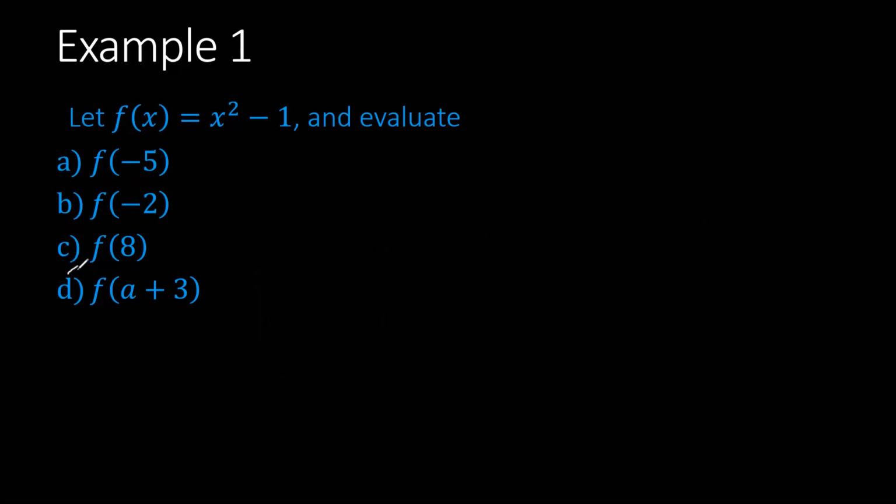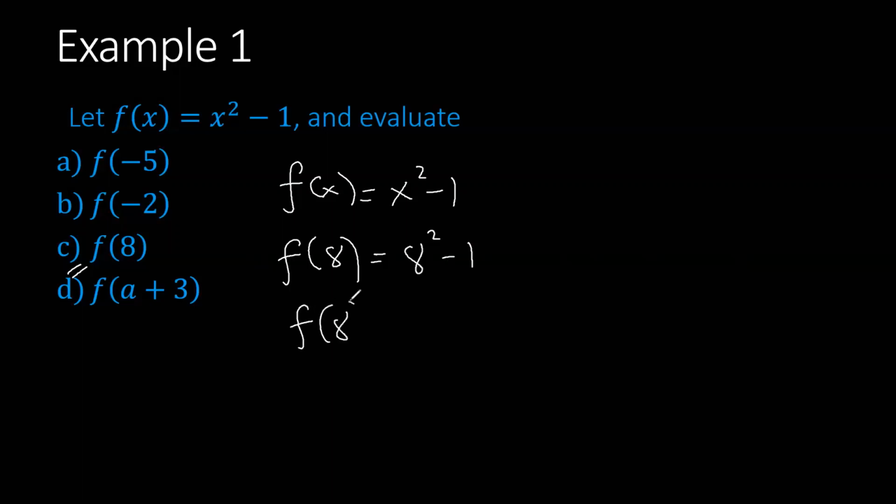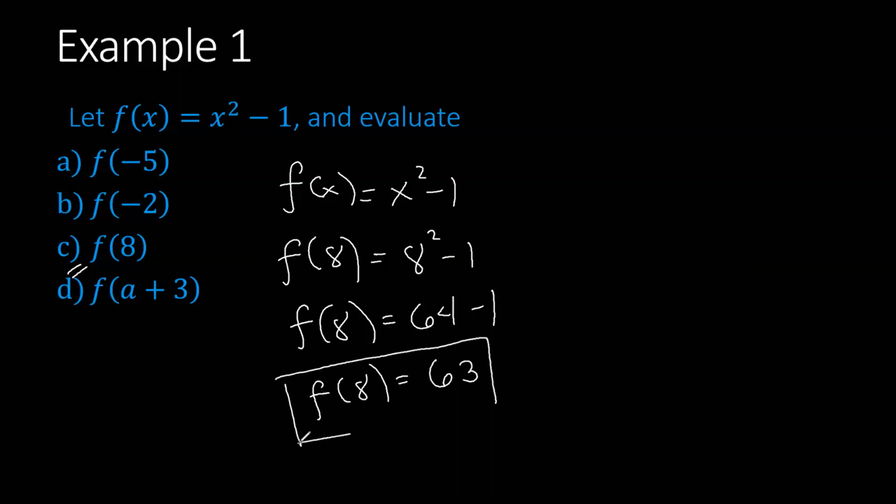Now for letter C, so the value of x is 8. So let us write again the function. F of x is equal to x squared minus 1. So we have f of x, or the value of x now is 8. So we have f of 8 is equal to 8 squared minus 1. F of 8 is equal to 8 squared is 64 minus 1. F of 8 is equal now to 63. Okay, so the value of the function at x equals 8 is equal to 63.